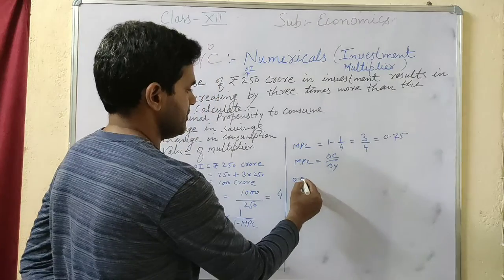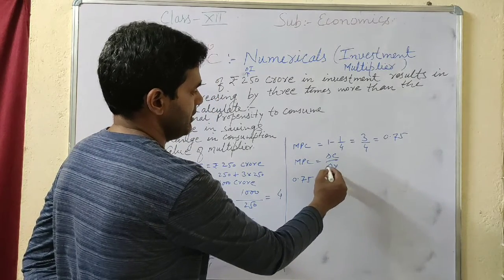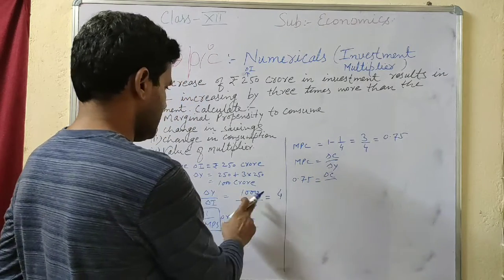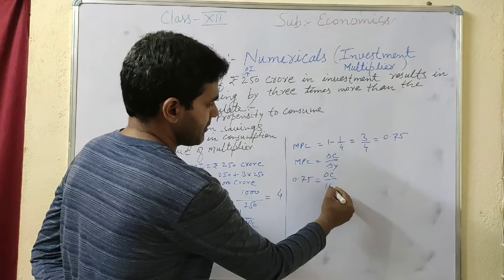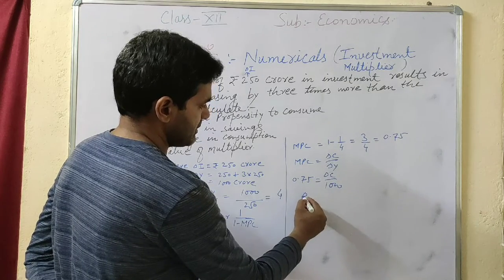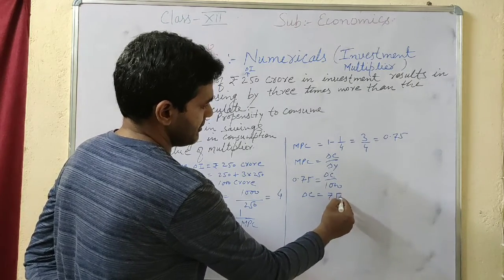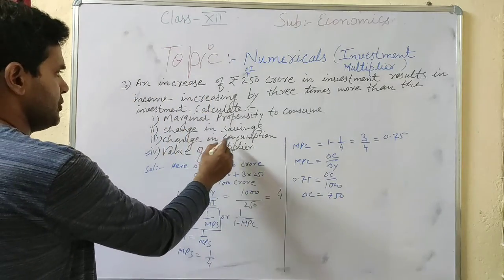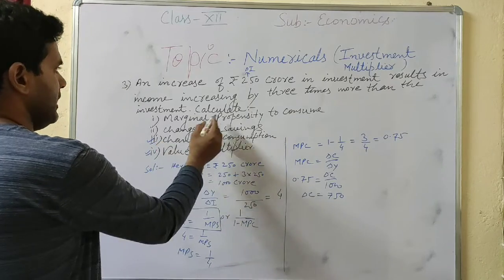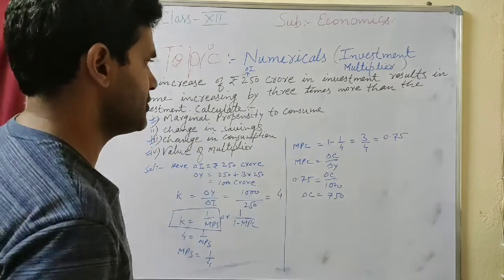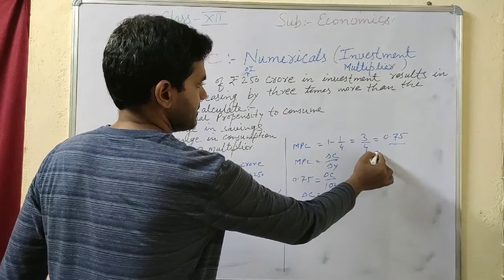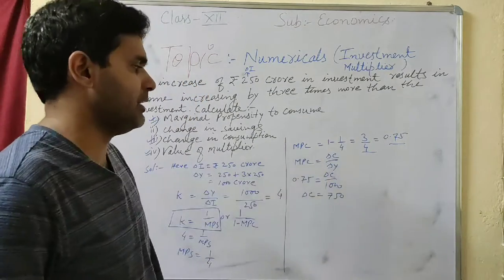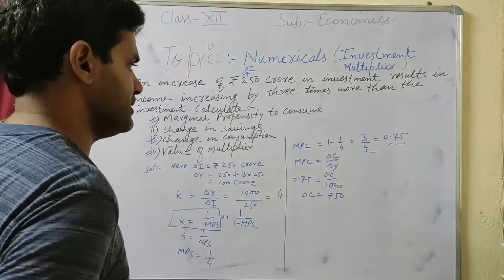Now we know that MPC is equal to delta C upon delta Y. What is MPC? 0.75. Delta C we have to calculate. Delta Y is given, which is 1000. So delta C will be 750. This way we have calculated the change in consumption and the marginal propensity to consume. Here is the marginal propensity to consume. We can write 3 by 4 or we can write 0.75. Either can be written as MPC.